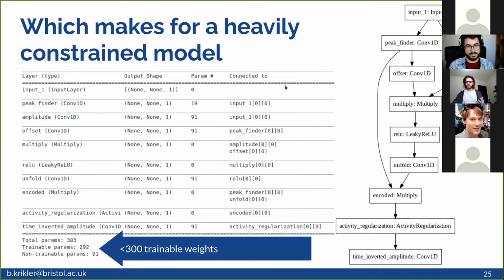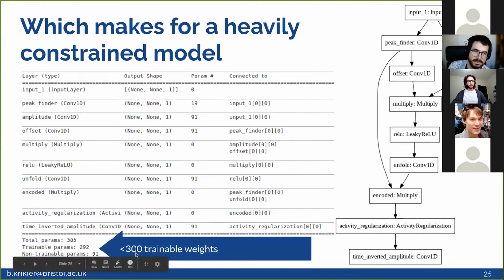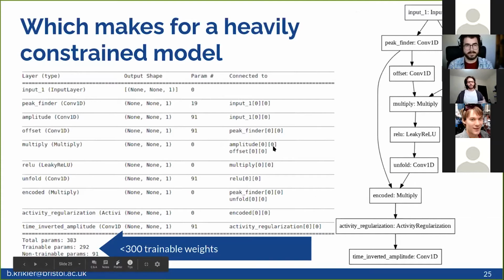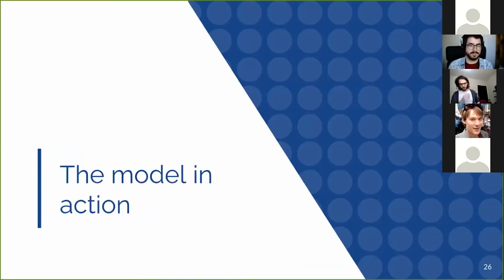And all of this, when you put this together, makes for a very heavily constrained model with not too many parameters. You can see here, this is the implementation we've been testing at the moment. And the main thing I want to highlight is, we have 300 parameters in this, which is relatively small, certainly compared to a typical deep convolutional network. And the structure here is very motivated by the physics. So this heavy constraint is how we get back the interpretability, because we know exactly what each layer is supposed to be doing.